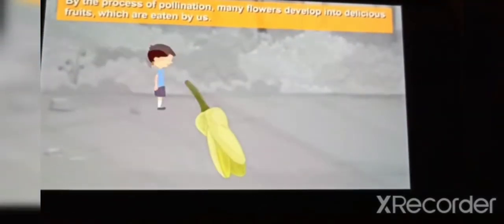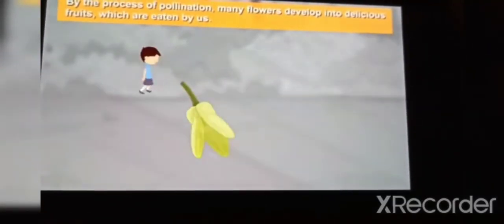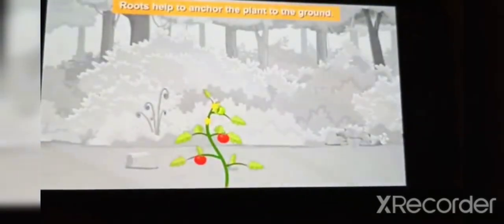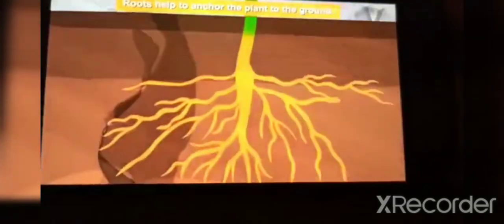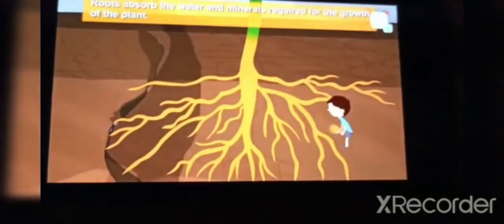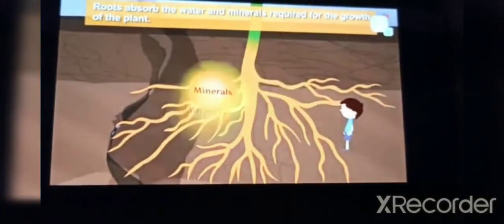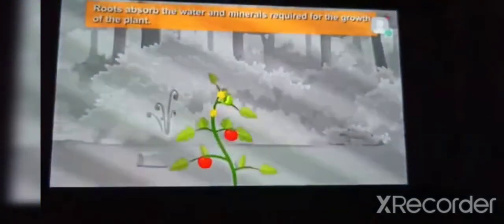Flowers are the reproductive parts of the plant. They come in different shapes, sizes, and colors. By the process of pollination, many flowers develop into delicious fruits, which are eaten by us. Roots help to anchor the plant to the ground. They absorb the water and minerals required for the growth of the plant.